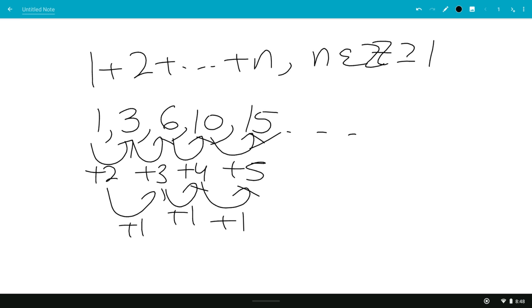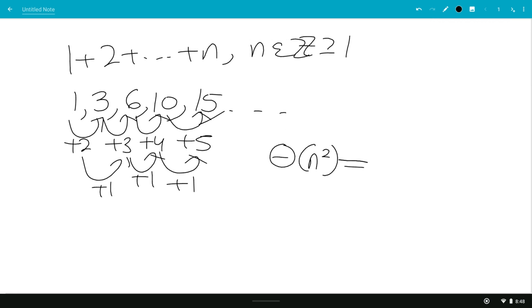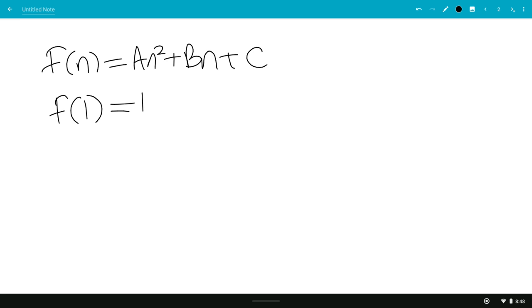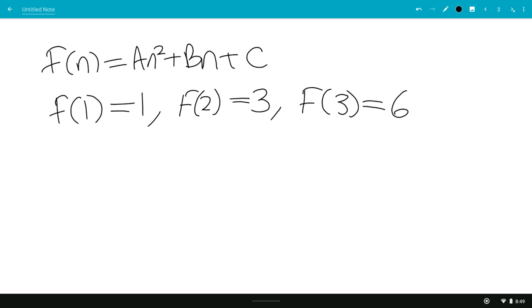Because of this, this will be a polynomial of degree 2, so f of n equals a n squared plus b n plus c. And we know the first couple of terms, so f of 1 will be 1, f of 2 will be 3, f of 3 will be 6.